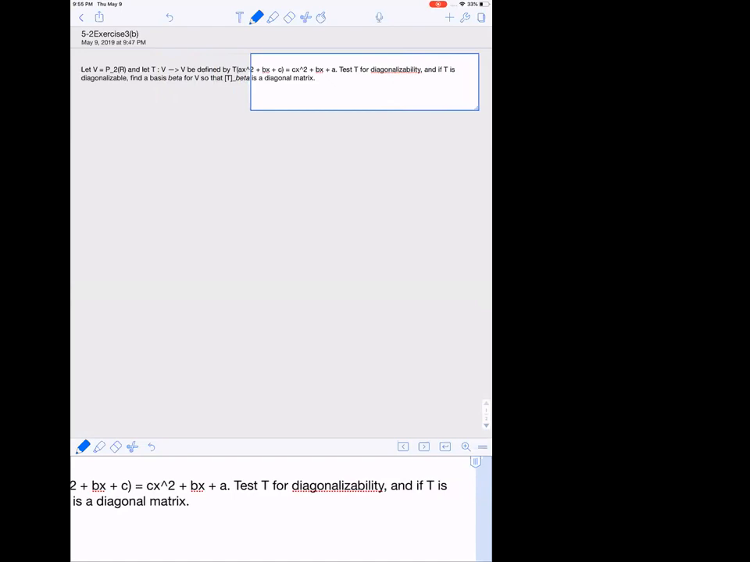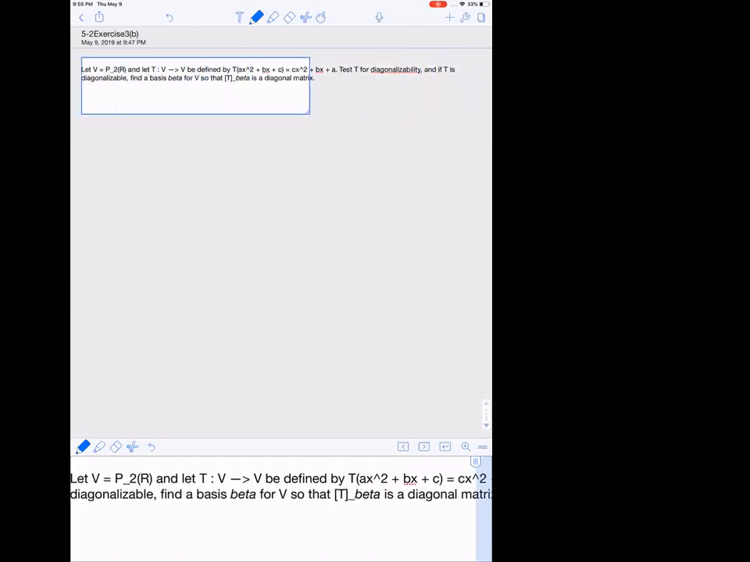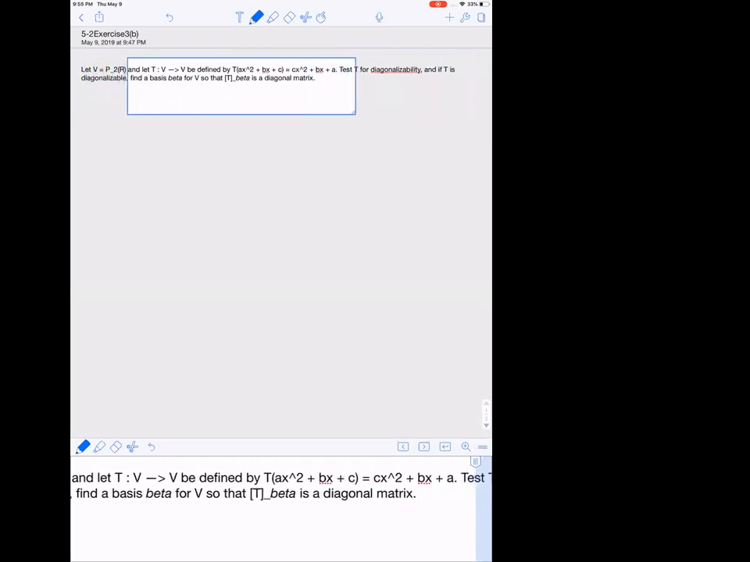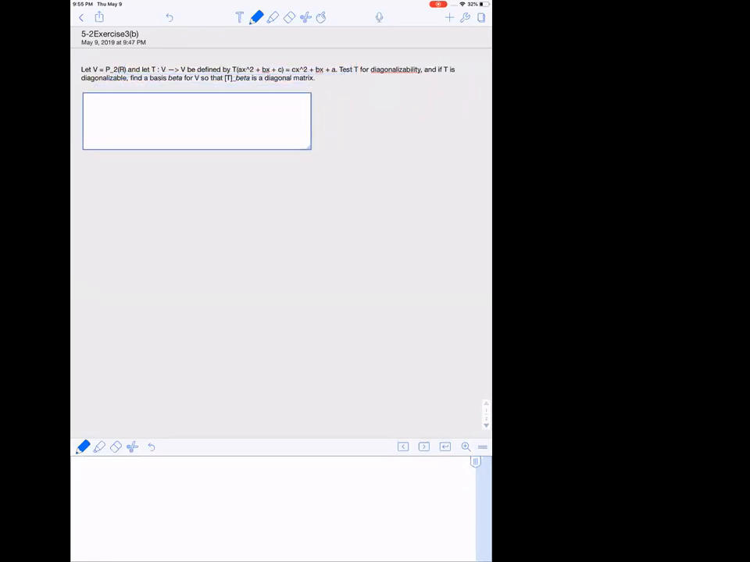So the instructions are to test T for diagonalizability. And if T is diagonalizable, then find a basis beta for the vector space V so that the matrix of T with respect to that basis is a diagonal matrix. So let's begin.